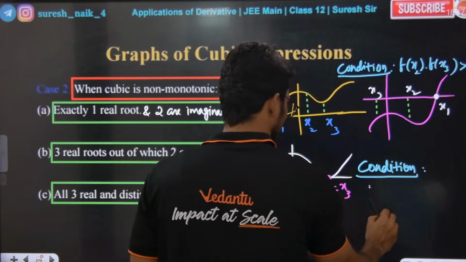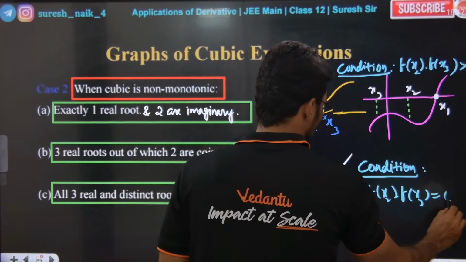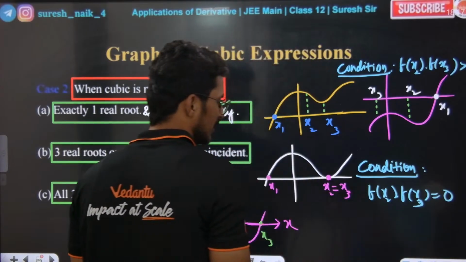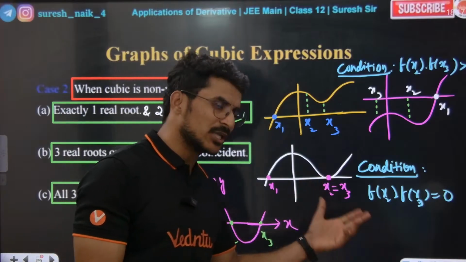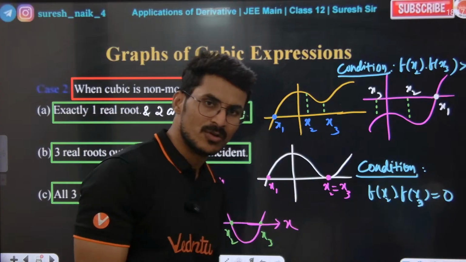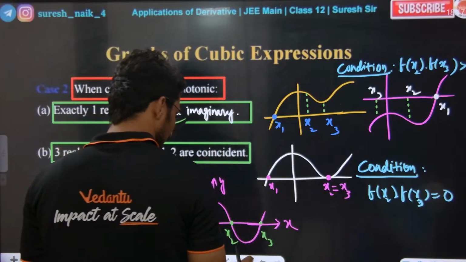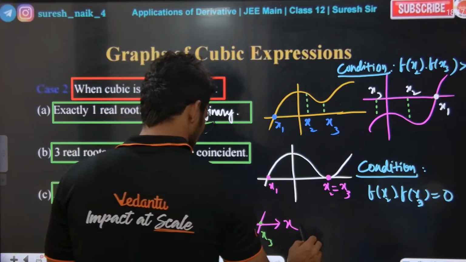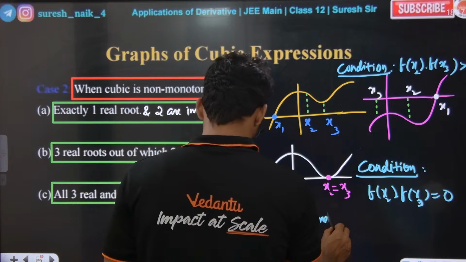Obviously, f of x2 into f of x3, what will that be? It is 0. Very clearly. Why is it 0, sir? Because x2 x3 both are coinciding, both x values are giving the same output, so 0. What is the y value here? For these x values the y value is 0, so 0. Sir, what is the condition for this? f of x1, let me write the condition here. What is the condition for this?